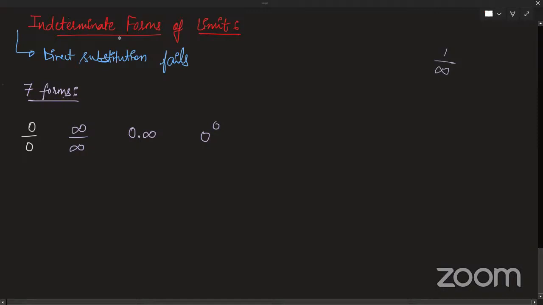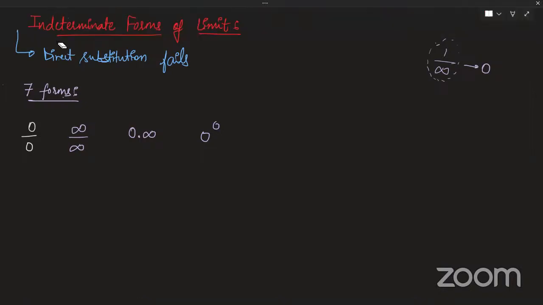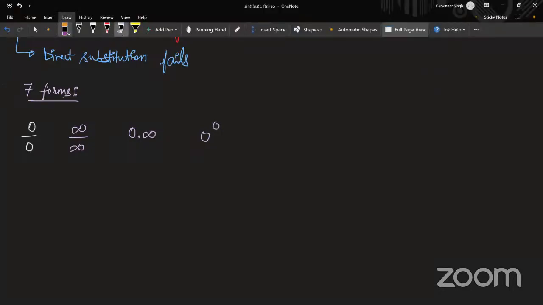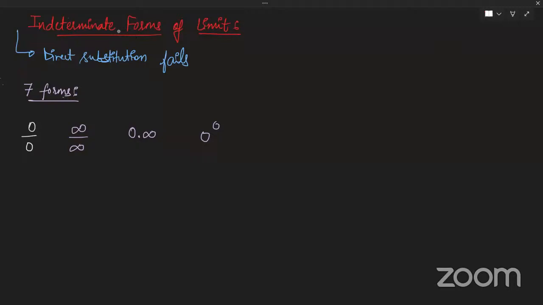Is 1 divided by infinite an indeterminate form? Can you think? My numerator is 1 and my denominator is a very large number. I can just easily say that this value will be close to 0. So why should this be an indeterminate form? 1 divided by infinite is actually 0 only.